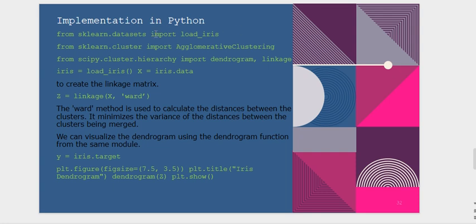Now, how it is implemented in Python: from sklearn.cluster import AgglomerativeClustering, and Z is just the variable for the linkage matrix. Linkage X comma, what method is used to calculate the distance between the clusters here. It minimizes the variance of the distances between the clusters being merged. Okay, then with this coding we can visualize the dendrogram. This uses the dendrogram function.